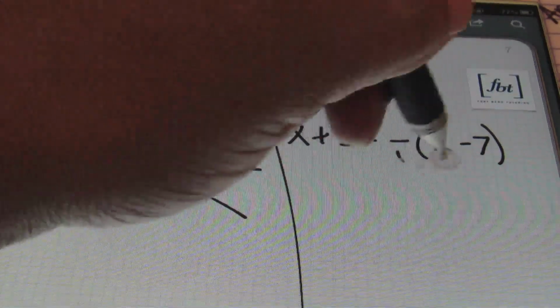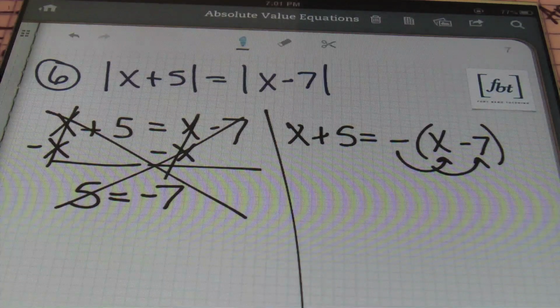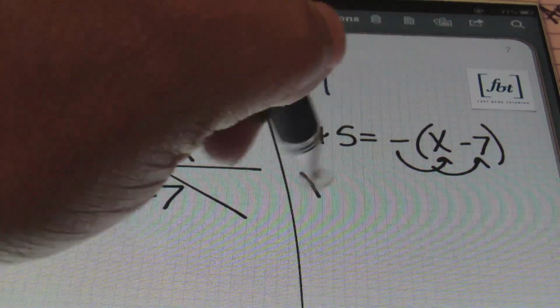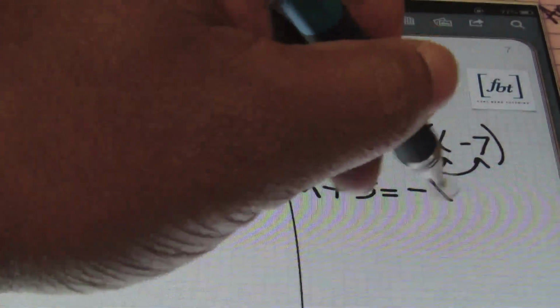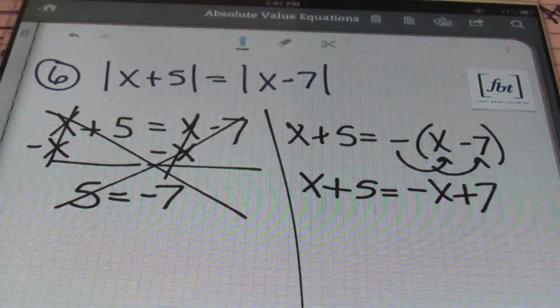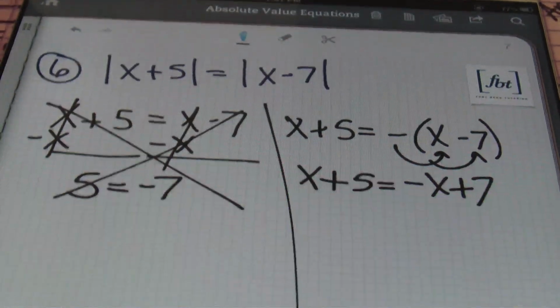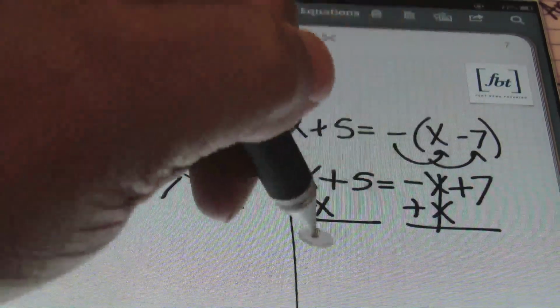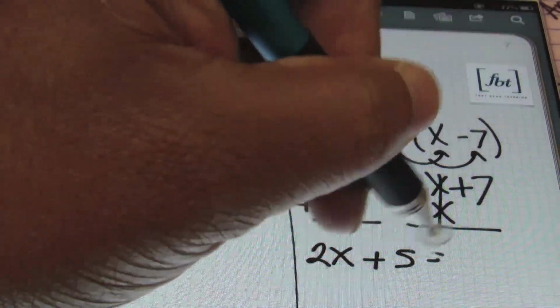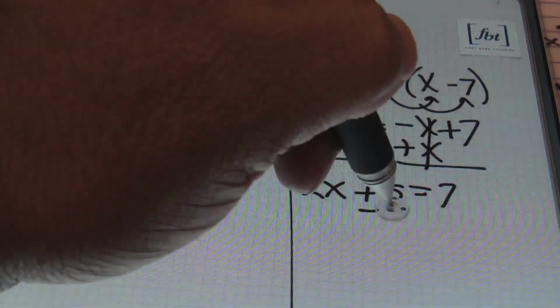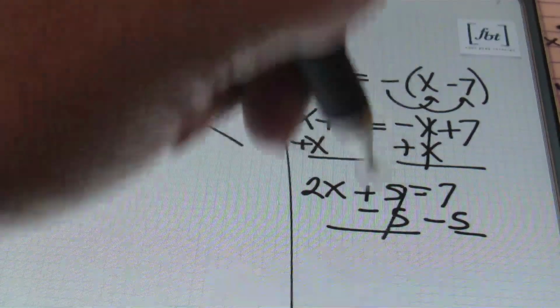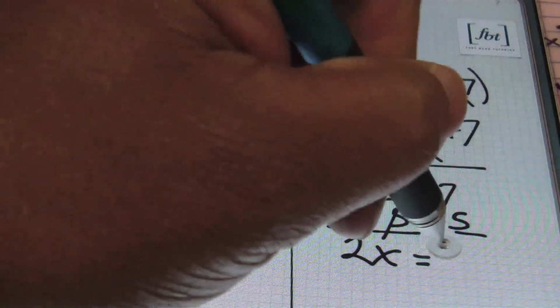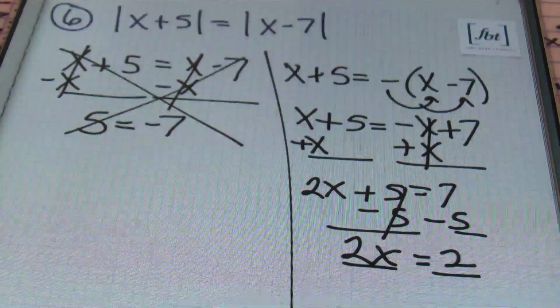And I'll start by distributing that negative there. So I'll rewrite this as x plus 5 equals negative x plus 7 after distributing that negative 1. Then solving for x, we'll go ahead and add x to both sides of the equal sign here. This gives me 2x plus 5 equals 7. Then I'll be subtracting 5 from both sides. I'll have 2x equals 2. Then I'll be dividing both sides by 2, that coefficient in front of the variable x there. So x possibly can be 1.